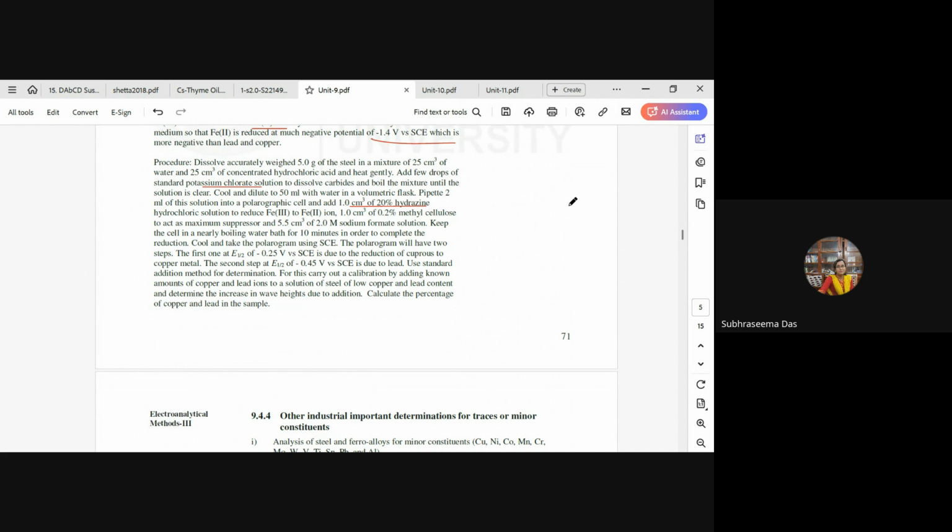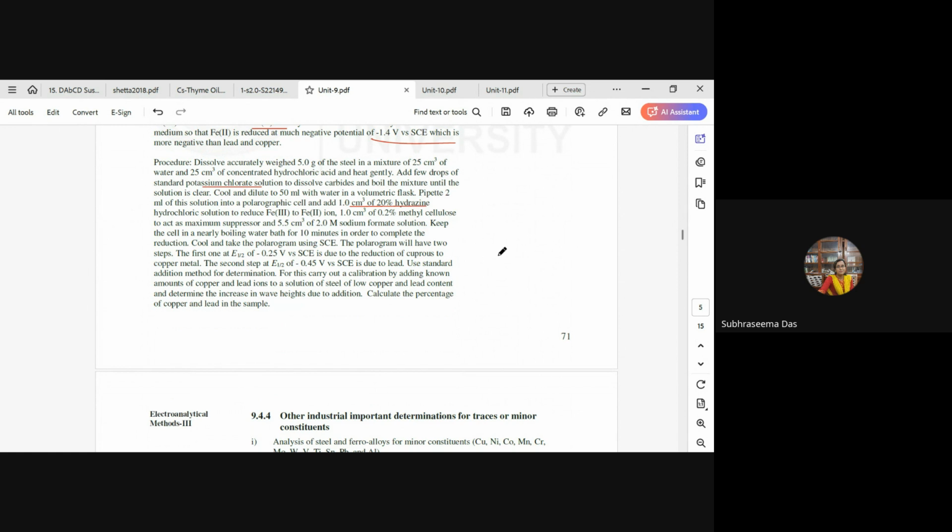We will also take 1 ml of 0.2% cellulose, which acts as a suppressor, and 5.5 ml of 2 molar sodium formate solution. Now here the cell is kept in a nearly boiling water bath for 10 minutes, and then after it is cooled, the polarogram is recorded.